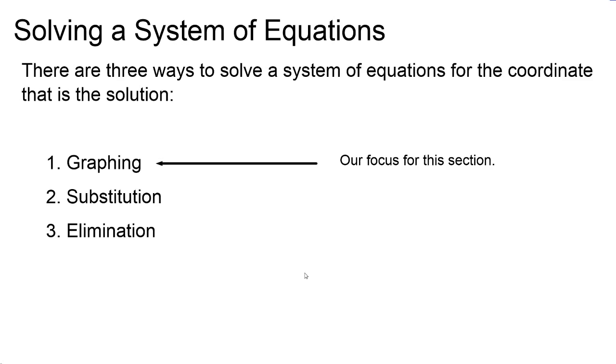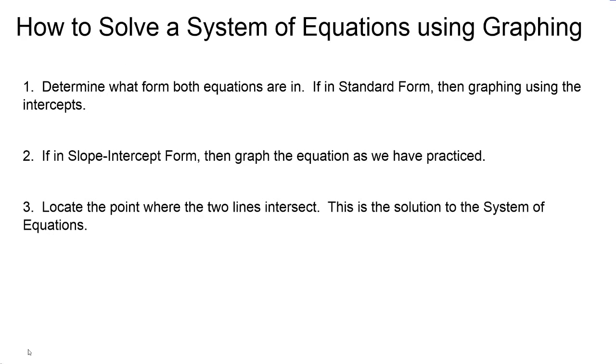The three ways to solve a system of equations for the coordinate that is the solution are that you can either graph it, use substitution, or use elimination. Today we're going to be focusing on the graphing aspect. To solve a system of equations using graphing, we're going to determine what form both equations are in. If they're in standard form, we're going to have to graph that using the intercepts. Alternatively, you can convert them into slope-intercept form, whatever's going to work better for you. If they're already in slope-intercept form, graph it as we've practiced. Then the idea is to locate the point where the two lines intersect. That is the solution to the system of equations.